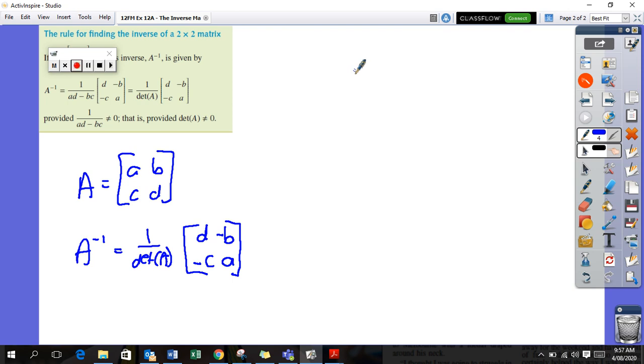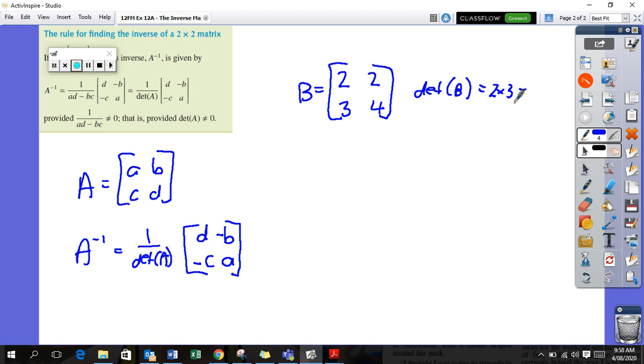So if we have the matrix 2, 2, 3, 4, we're going to call that matrix B. Then the determinant of B is a times d minus b times c, so 2 times 4 minus 2 times 3, which is just going to be 8 minus 6, which is 2.